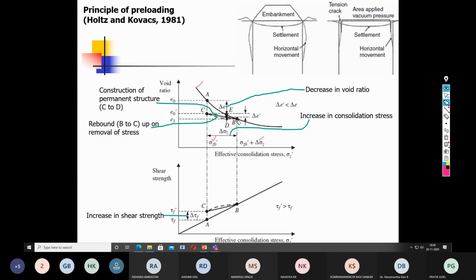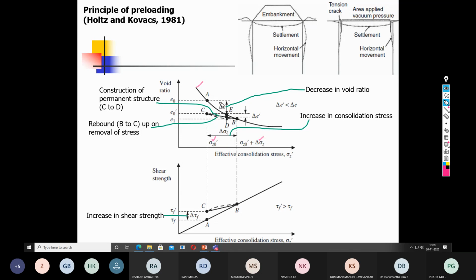Then upon removal of the stress, there is a rebound. From point B, if you remove the load, you could see some kind of rebound up to point C. Then at point C, they start the construction of the building. So again there is a compression.